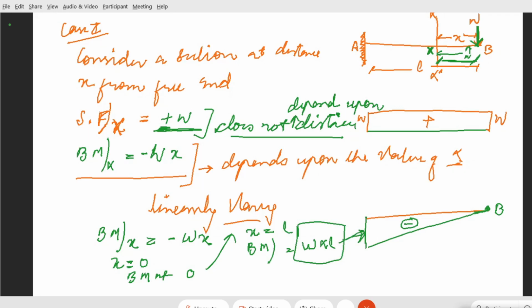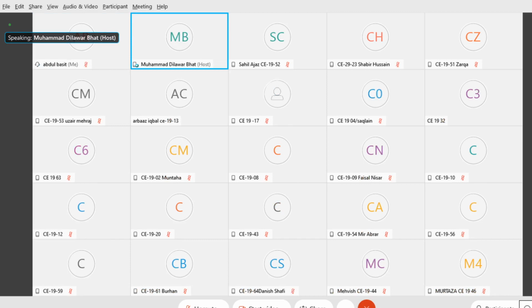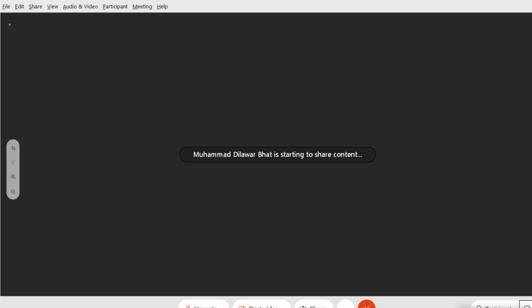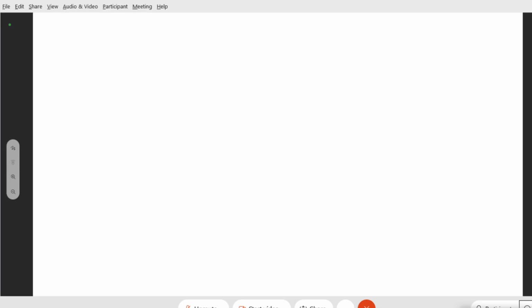Similarly, for the rest of the problems, you can surely do them yourself by placing different values. Now you can just do one case yourself. I'll show you a part of it, then you will do it yourself. We have a beam. Let's say we have already done such a beam, and now we will try to do it in terms of sectioning.